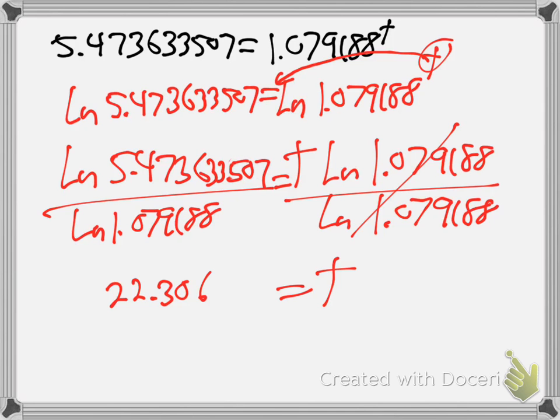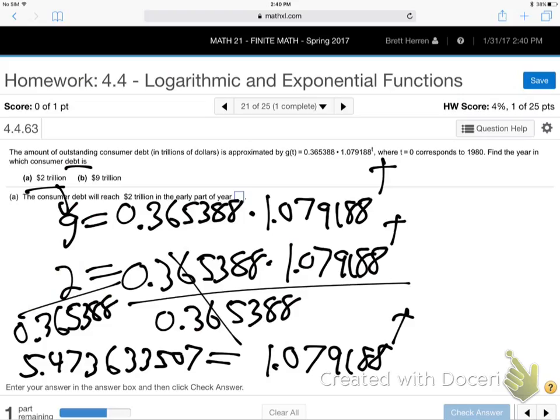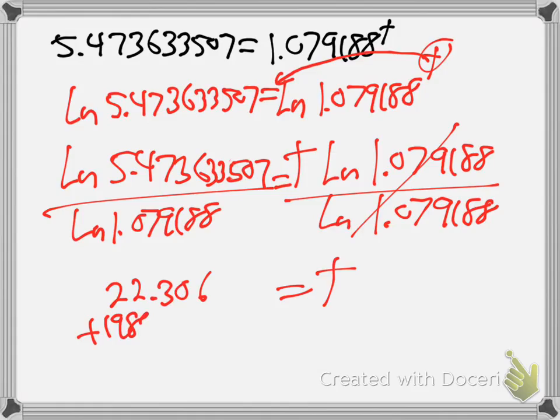And we're running out of time here. So that's my T. Now, what's the answer to the question? Did you notice what they said about T back here? T equals 0 is 1980. Remember time? They always set a starting time. So T equals 0 is 1980. So you have to add 1980 to this, because this started in 1980.